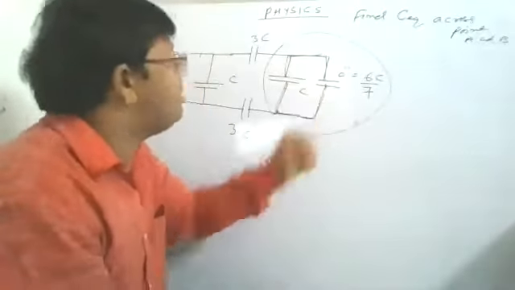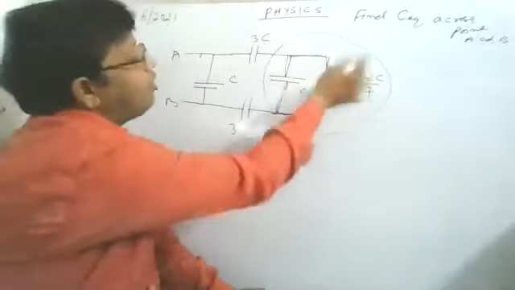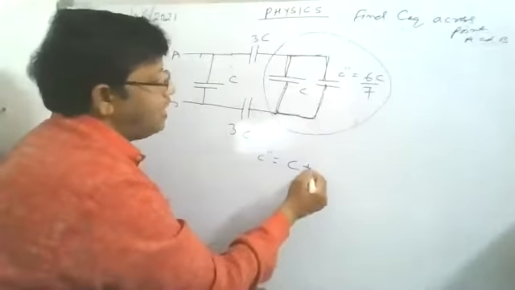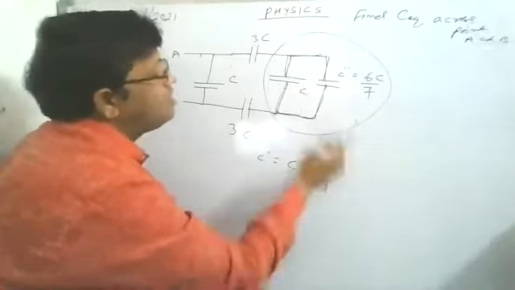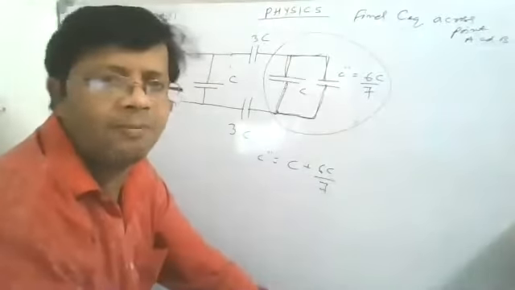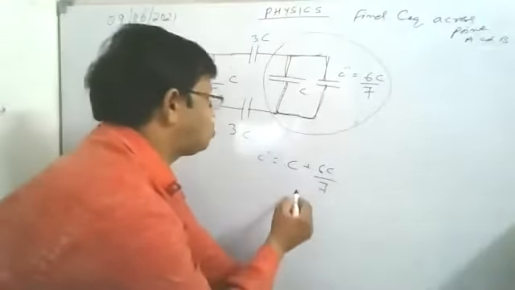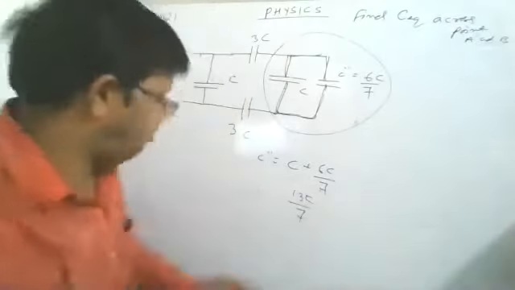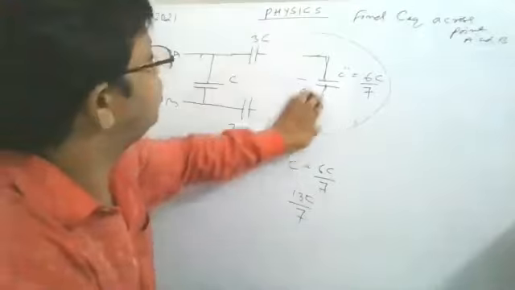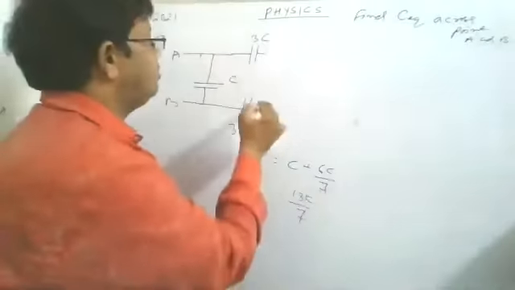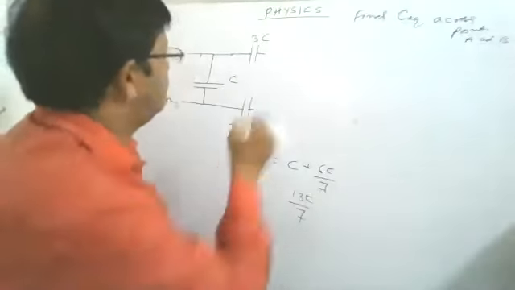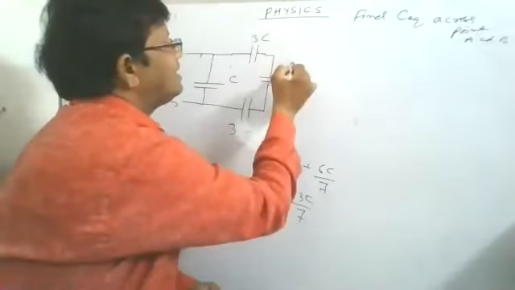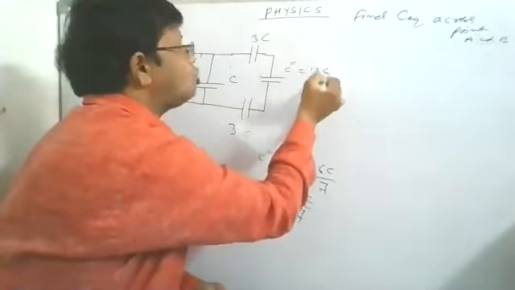So they are connected in parallel. Let their equivalent capacitance be C triple dash. In parallel combination, we generally add up C1 plus C2, so C plus 6C upon 7. Now 7 plus 6, that is 13C upon 7. You rub this one, and in the next step write down C triple dash, 13C upon 7.